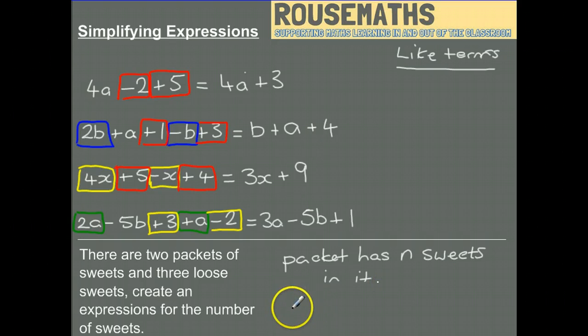Now there are 2 of those packets, so there's 2n plus the 3 loose sweets, and there you go. There's an expression for the number of sweets.